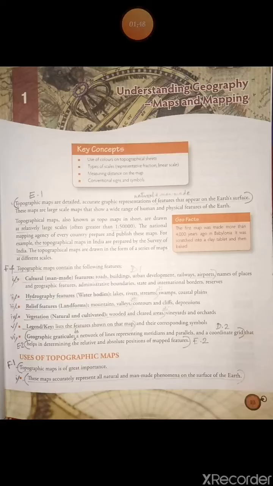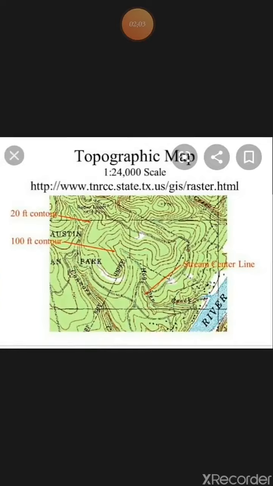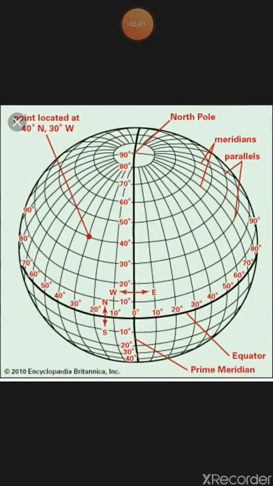The topographical maps also contain the legends or keys with their corresponding symbols. Another important feature is geographic graticule. Geographic graticule or simply geographic grid is a network of longitudes and latitudes on which a map or a plan can be represented. They help in determining the absolute position of the mapped features.